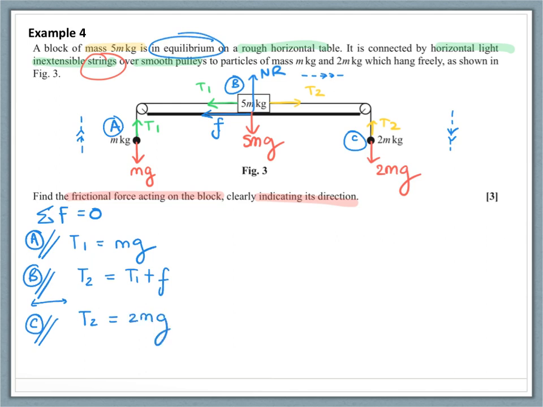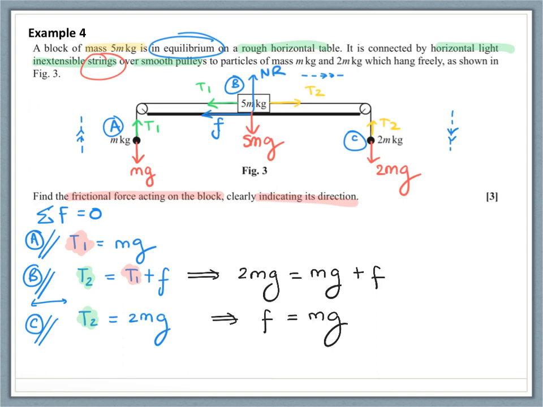So we can now substitute in T1 and T2, which will give us a result for F. So T2 is the same as 2mg, which is equal to T1, which is mg, plus F. And if we rearrange this, F very simply works out to be mg, and it's come out as positive, so we clearly chose the correct direction. So towards the left.